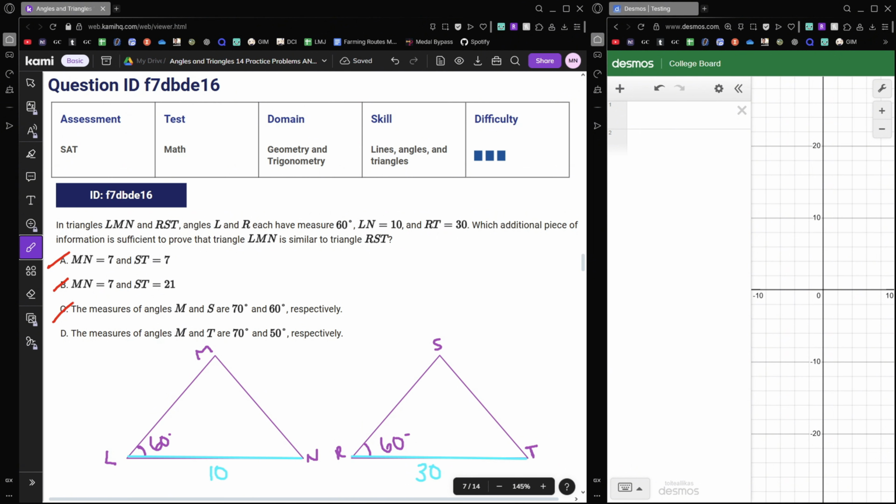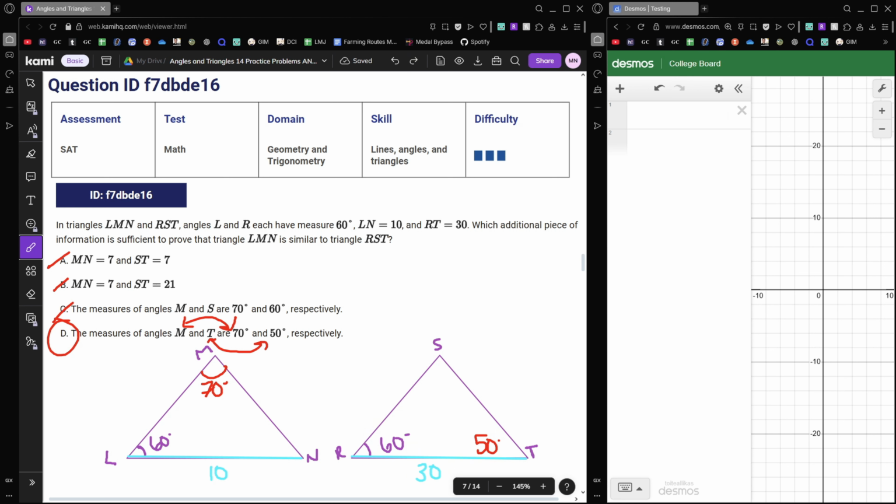Now we know D is obviously going to be the answer, but let's go ahead and prove it. The measures of angles M and T are 70 degrees and 50 degrees respectively. So angle M is 70 degrees and angle T is 50 degrees. Now you might get a little confused here because you have an angle, and a side in the left triangle, and then you have an angle, a side, and an angle in the right triangle.